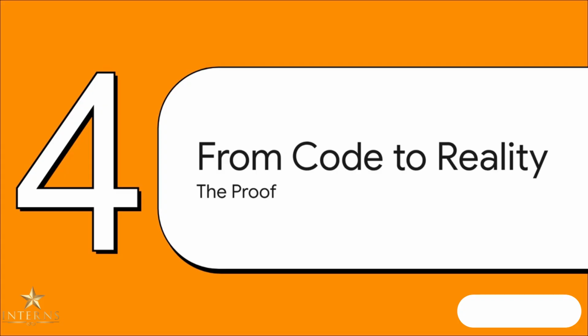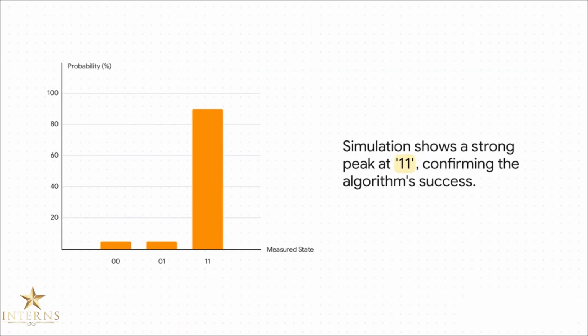All right, enough with the theory. What does this actually look like when you run the code? Let's get to the proof. This next slide is the actual result from a simulation. This is our quantum circuit's final report card. And boom, there it is. We were looking for the state 11.